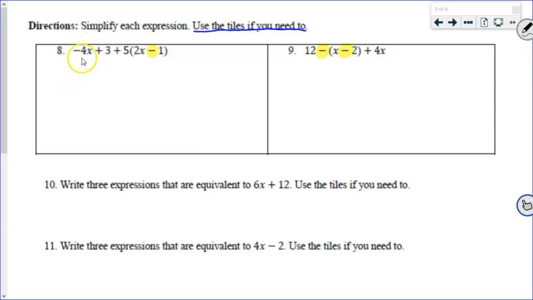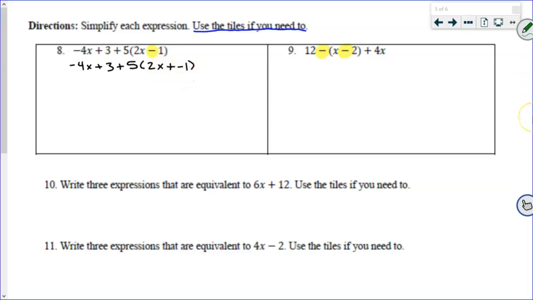Okay, we're coming back together and we are looking at number 8. From the groups that I saw, most students did just fine on this one. Changing that subtraction to adding a negative. This is how I would read this problem. Negative 4x plus 3 plus 5 groups of 2x plus a negative 1.